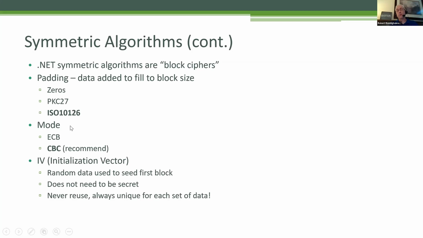There are also multiple modes that I can use with AES. The first one is called ECB. And what ECB does is it says I'm going to take the first block of plain text, I'm going to encrypt it, and then I'm just going to set it aside.